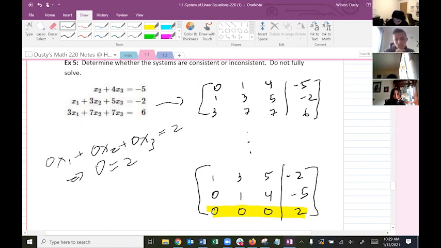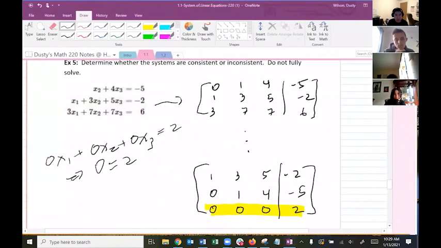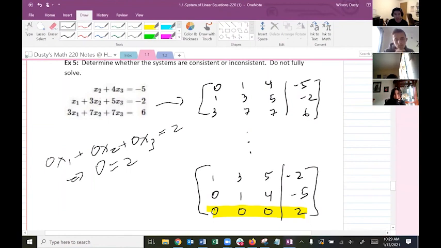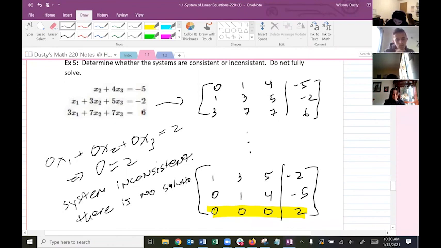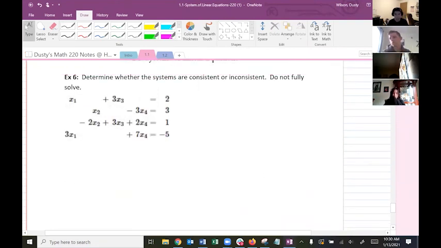So depending on what the question is, we might say that the system is inconsistent. Or we might say that there is no solution. Two different ways of saying the same or similar things. Same thing here in example 6. We could write this as an augmented matrix.